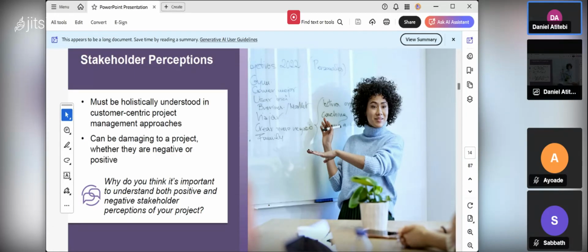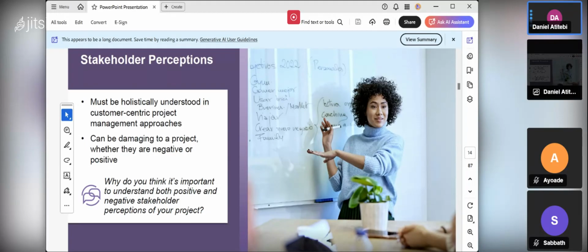So, it must be holistically understood in the customer-centric project management approach. Where you're talking about stakeholder perception, you must know who the customer is. You are creating a solution out of your project, and a particular customer is going to make use of that solution by the time you deploy it, you release it as a deliverable.